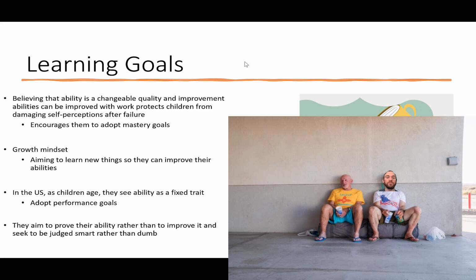And interestingly, in the U.S., as children age, they see ability as a fixed trait, and they adopt more performance goals. This could be associated with a lot of things, like our schools emphasizing grades at all costs. It could be associated with standardized testing, but just in general, this idea that what we're chasing here is this particular grade. I'm obsessed. I'm anxious about it. I have to get the good grade. I don't care about the process of learning and improving my abilities. It's just this final end product, and that is associated with a host of negative outcomes, which we'll cover more in future slides.